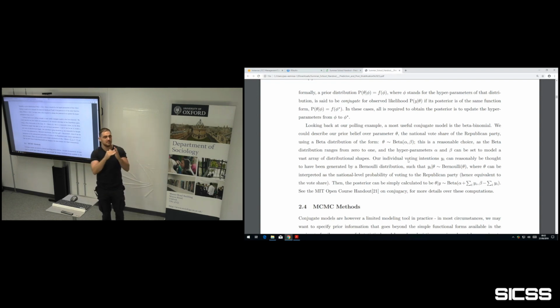A beta distribution is simply a distribution defined between 0 and 1, and based on two parameters, alpha and beta, it is very flexible. It can take almost any shape between 0 and 1, okay? So it's a perfect distribution to have a prior on probabilities. So for instance, the probability of voting for Donald Trump in a given election. And so our prior can be, well, theta is distributed with two parameters, alpha and beta.